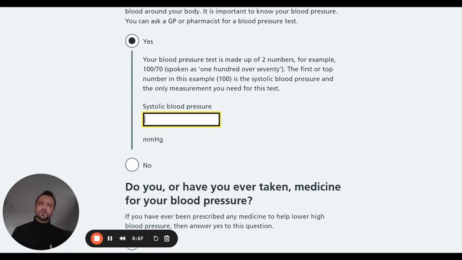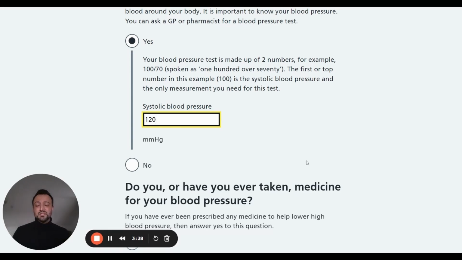So there's 2 numbers when it comes to blood pressure. The first one is that pumping pressure, the pressure in the vessels as your heart pumps blood all around the body. And then the second number is the pressure at which the blood flows back into the heart. That's known as the diastolic. So in this tool, we're interested in the systolic blood pressure.